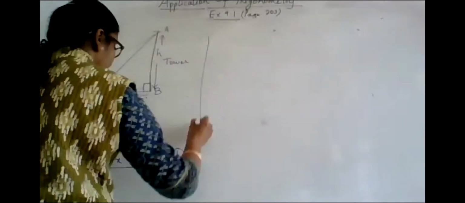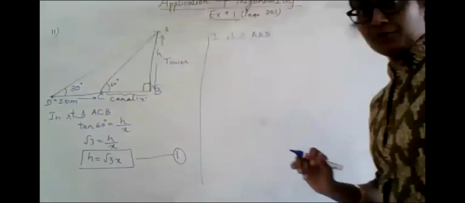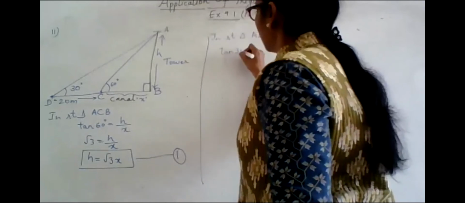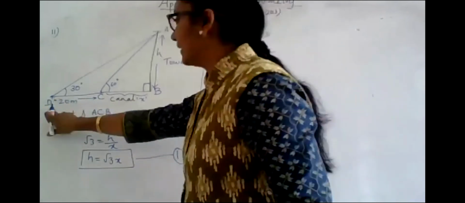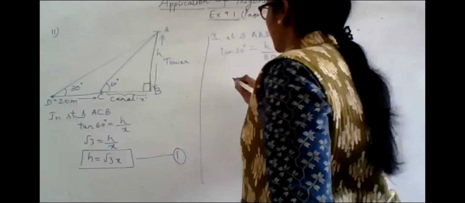So the second triangle I have is ABD. So in right triangle ABD, I'm talking about right triangle ABD. Again, tan of 30 will be equal to opposite, which is AB, that is h, and the adjacent is the full length, BD. So tan 30 will be equal to h divided by BD, which is nothing but CD plus BC.